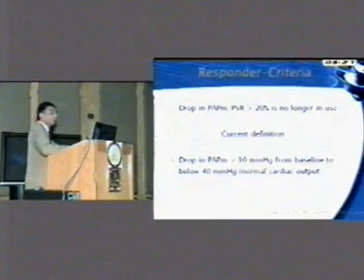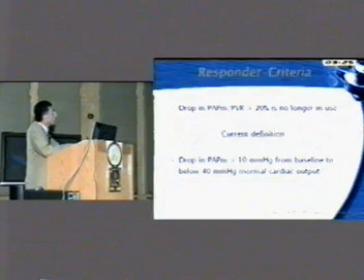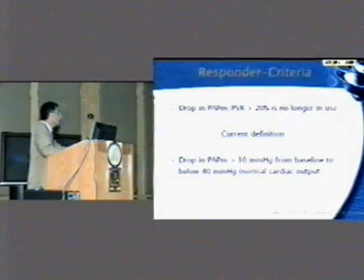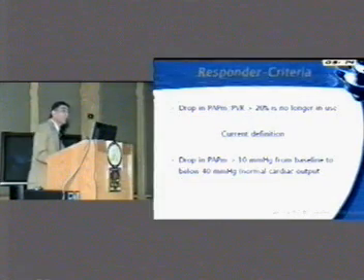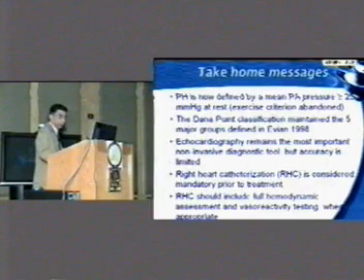طبعا بنعتبر الريسبونس لو حصل دروب في المين ارتيريال بريشر اكتر من 10 ملم ميركوري فروم ذا بيز لاين ويكون بلو 40 ملم ميركوري. هنا بنعتبر هذا العيان حصل فازو اكتيف ريسبونس. يبقى العيان ده ريسبونسيف تو تريتمنت ممكن ياخد كالسيوم بلوكر زي ما دكتور مجدي هيقول لكم بعد كده.